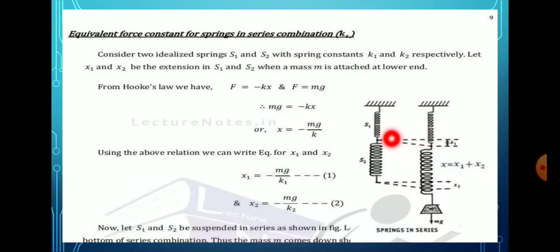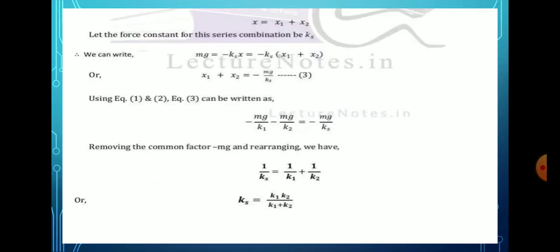Let us load a mass m suspended at the bottom of this series combination. Since each of the springs S1 and S2 experiences the pull by the same mass, S1 is extended by x1 and S2 is extended by x2. Thus the mass m comes down, showing the total extension. We have to find the total extension of the series combination of the springs, that is given by x is equal to x1 plus x2.